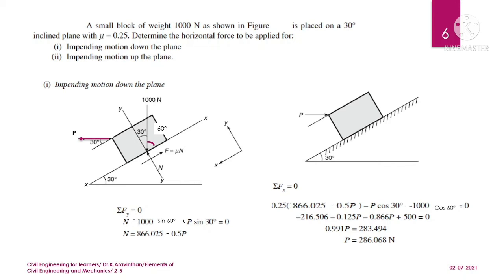Now let us resolve horizontally. First you have minus P cos 30 degrees, which is on the left hand side, so it will be minus. At the right hand side you have F equal to mu into N. Mu we already know, which is 0.25, and N we have found out as 866.025 minus 0.5 P. So this we have applied. Another component is 1000 into cos 60, which will be acting left hand side, minus 1000 into cos 60. If you multiply it inside and simplify, you will be getting 286.068 Newton. So if you apply a horizontal force of 286 Newton, you can drag the object in downward motion.